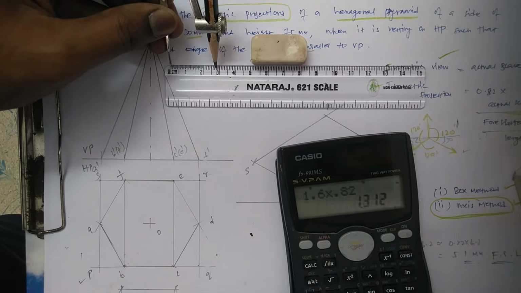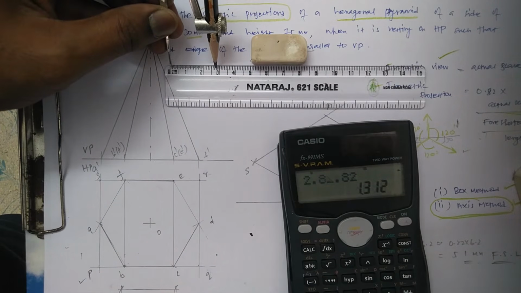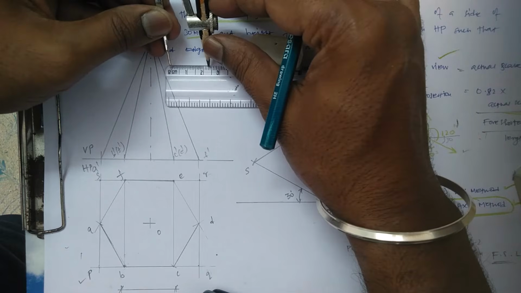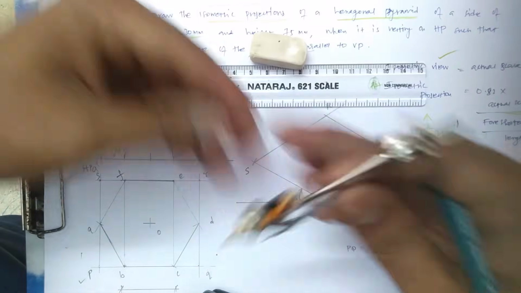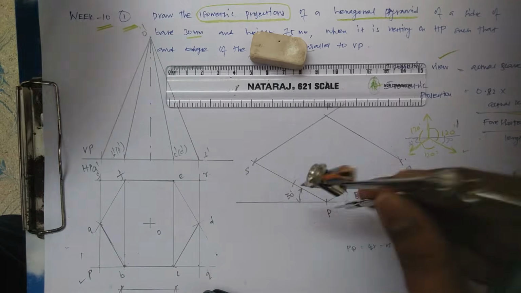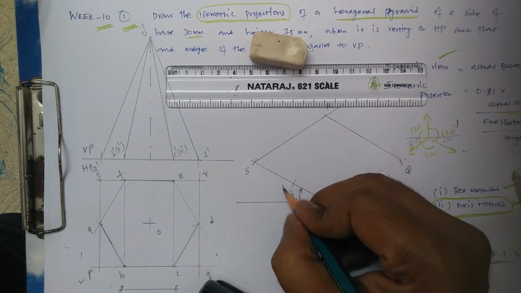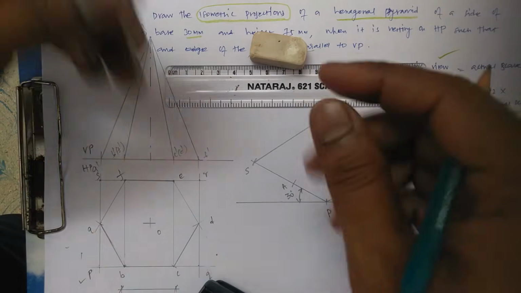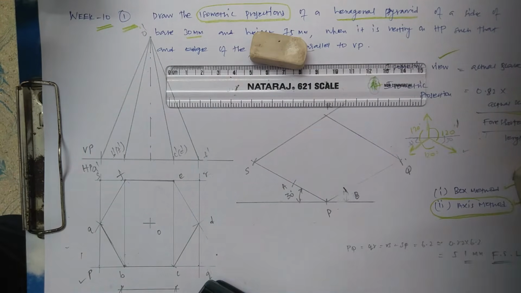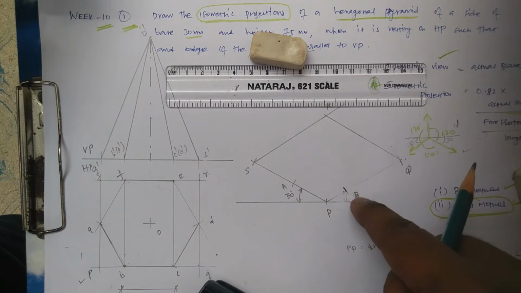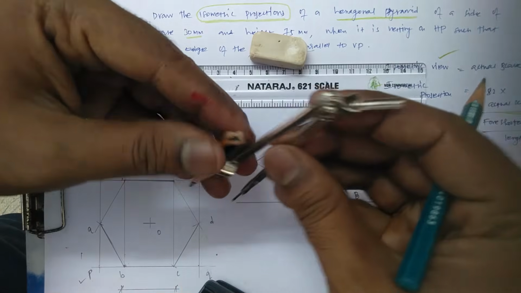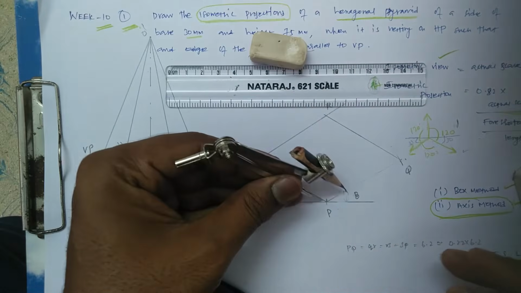2.8 is almost coming. So 2.8 into 0.82 will give 2.3. So transfer 2.3 here. Similarly, all the points. So this point we can name A. Similarly, the remaining points from S also, this distance will be the same, and this same distance will be P. B will be as an F. Similarly, another point. So 2 points is sufficient, I think.